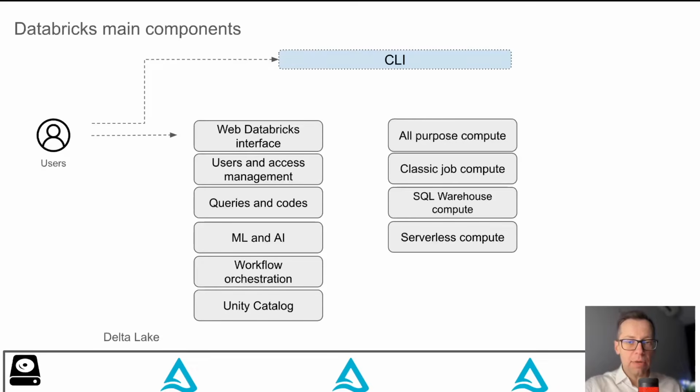And in the Databricks, we have 4 types of them. First one is all-purpose compute. This is a cluster which we can create where we can do whatever we want, create machine learning algorithm, explore some data, whatever we want.